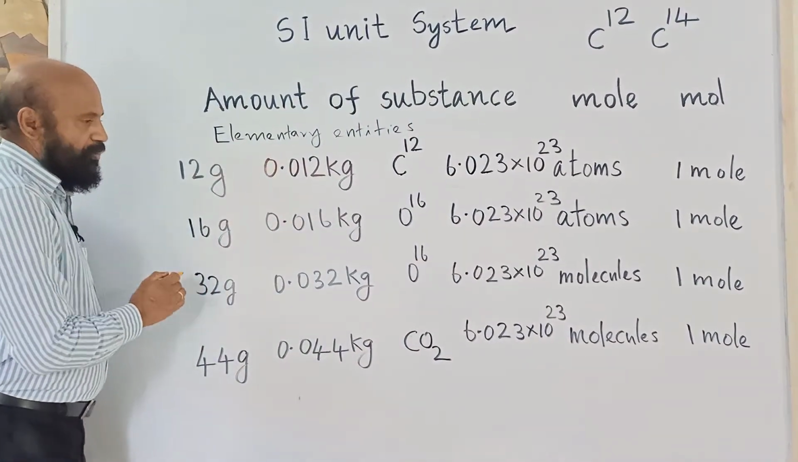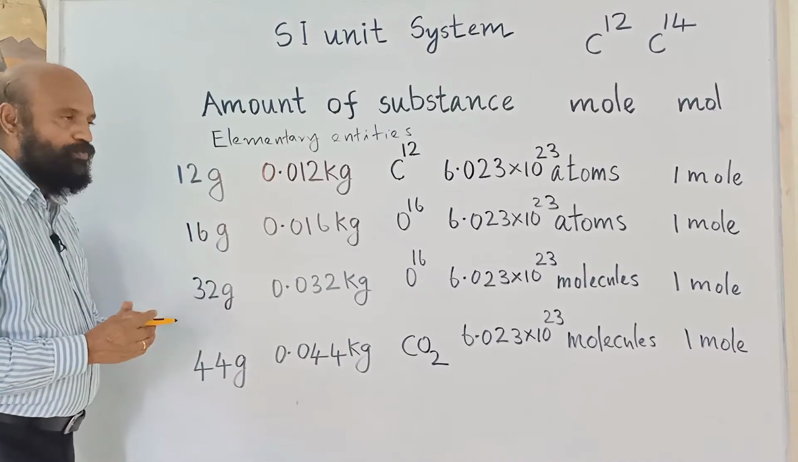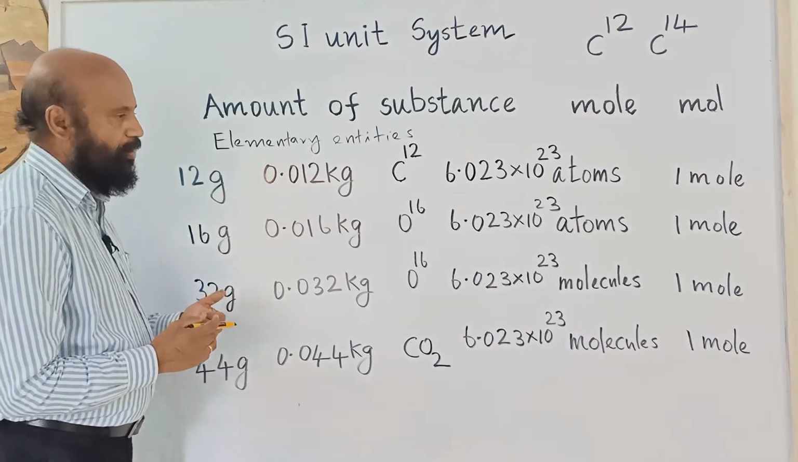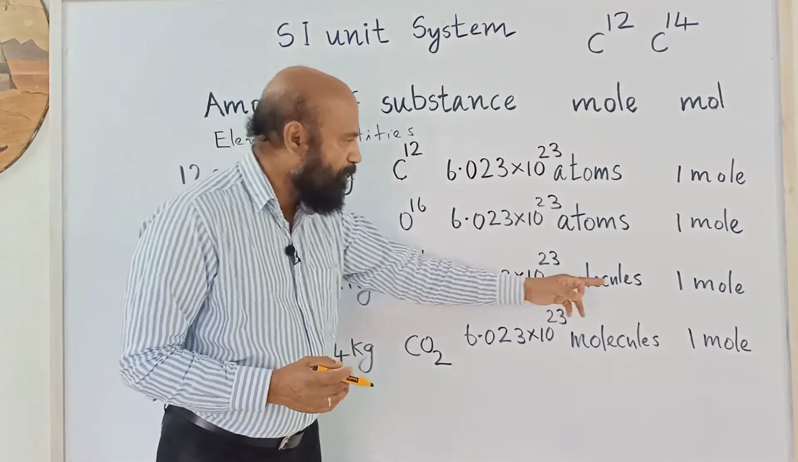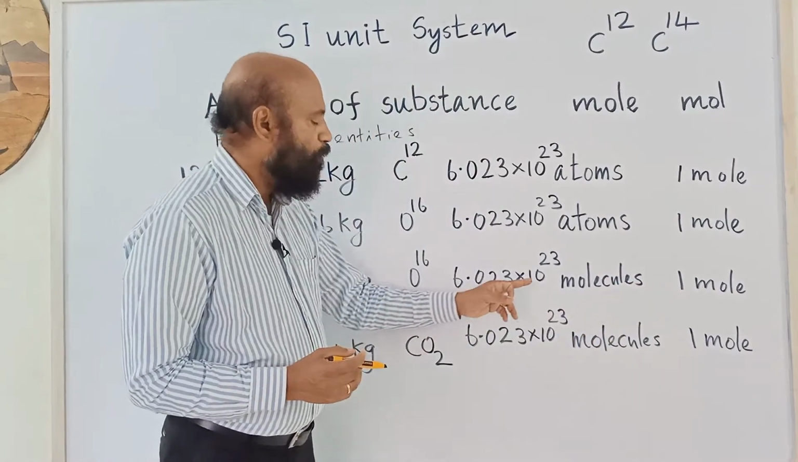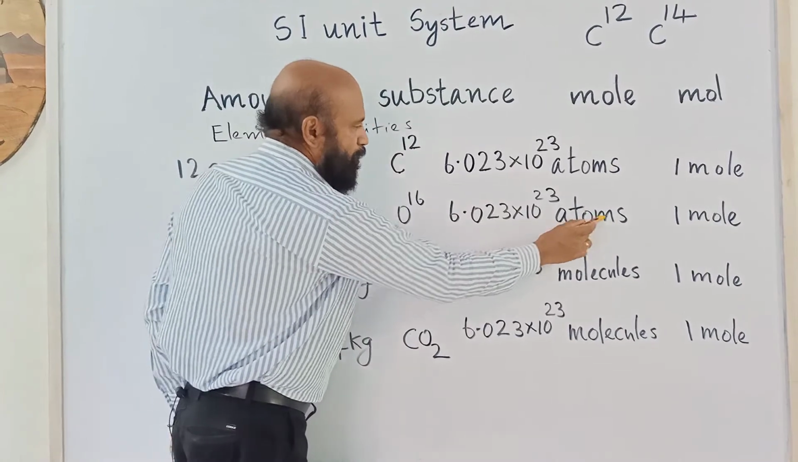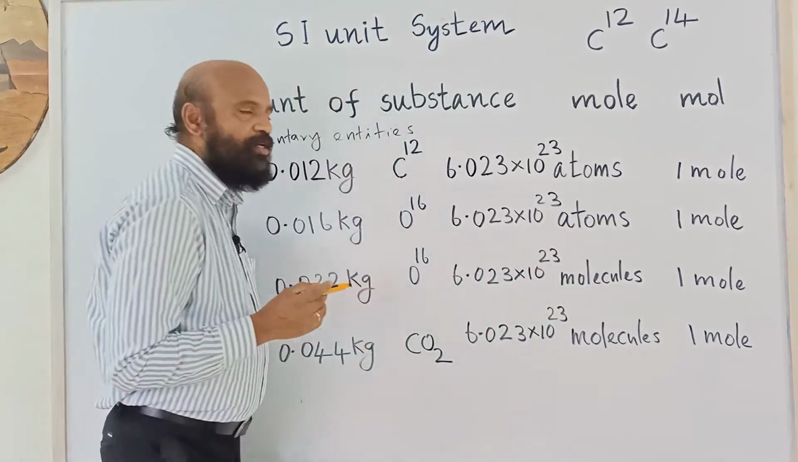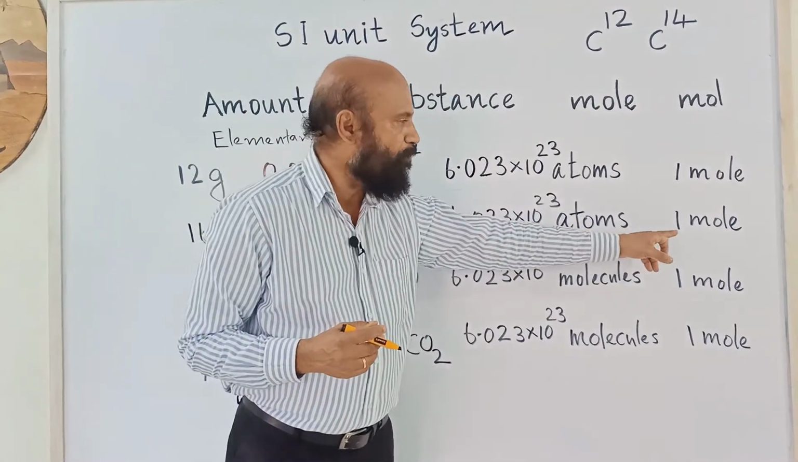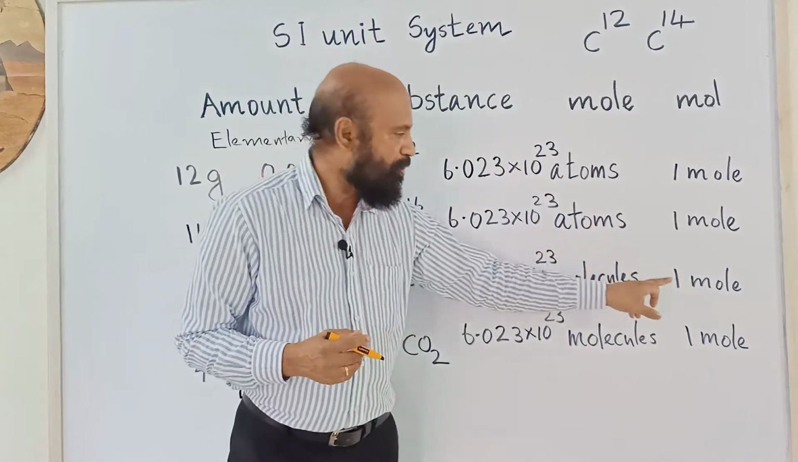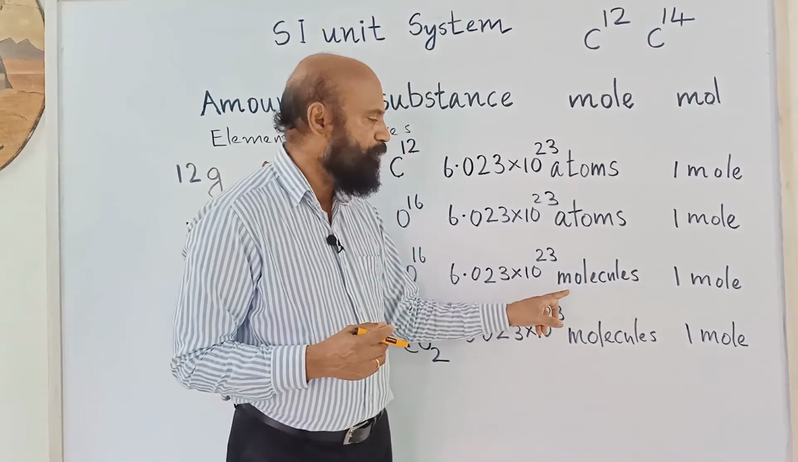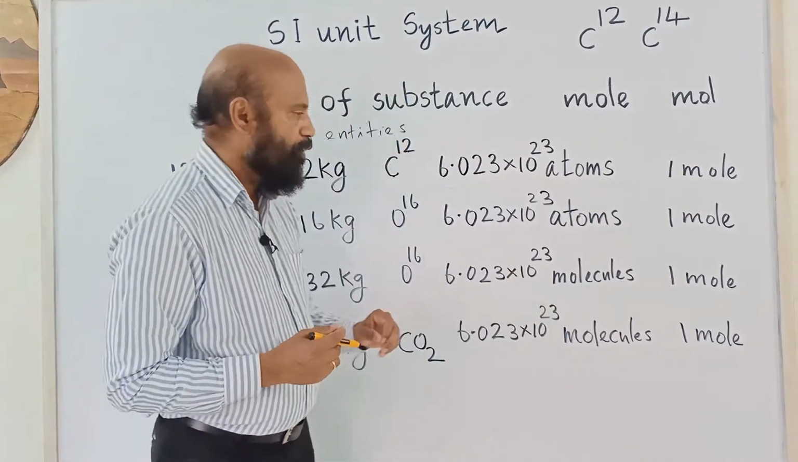Now you take 32 gram of oxygen. Now that is 1 mole of oxygen molecules. Here numbers the same. Here it is atoms, but here it is molecules. So, here you have to say 1 mole of oxygen atoms. Here it is 1 mole of oxygen molecules.